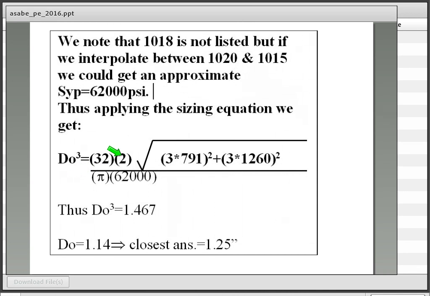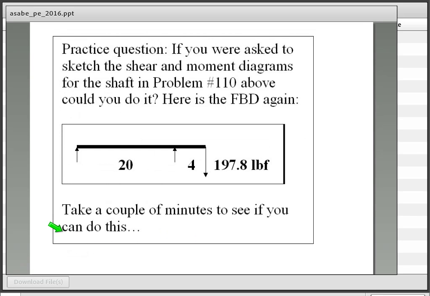Plug all that in: our factor of safety, our yield stress, our bending moment, our torsion, our shock factors. That gives us a shaft diameter of 1.14. Well, we don't want to machine a shaft of that odd size, so we go to the next standard shaft size. Say a 1.25 inch shaft would probably be our choice in that case.